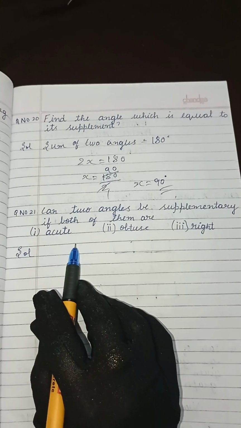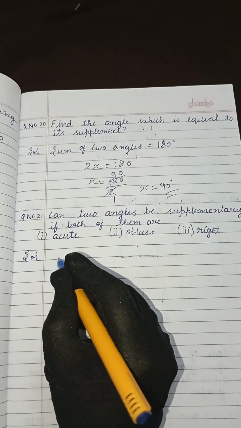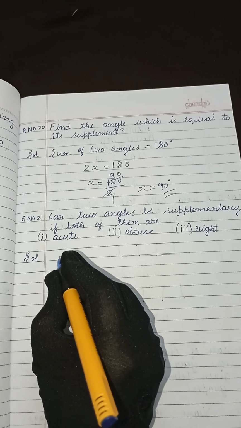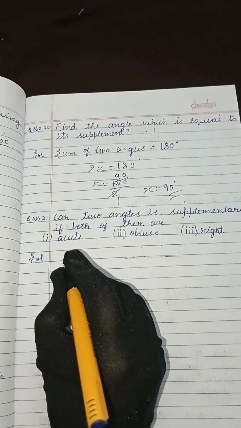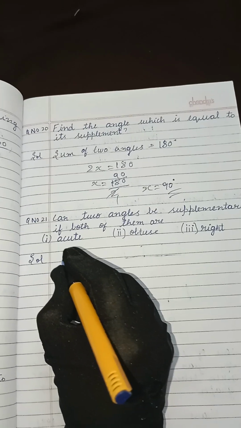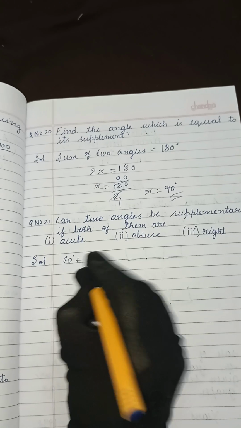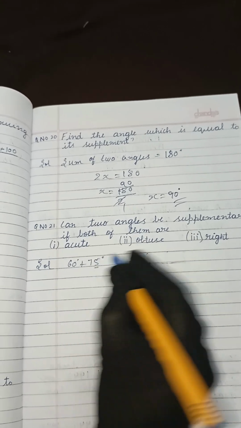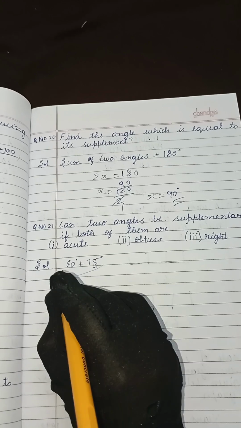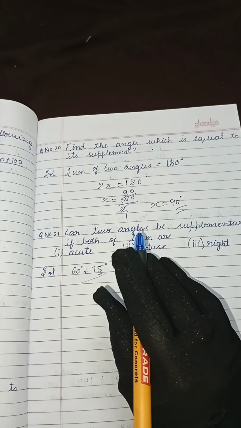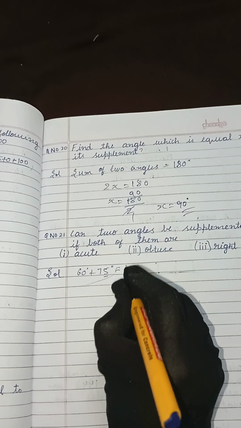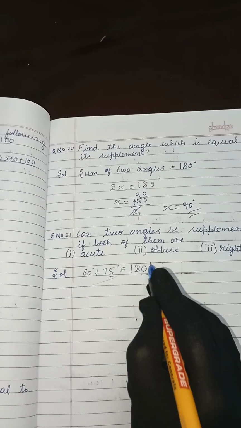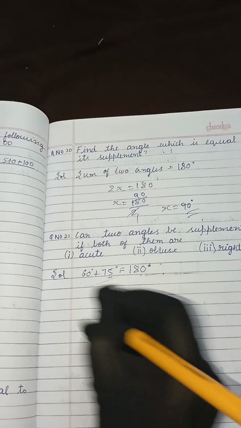If both the angles are acute, let us take an example. Acute angles are less than 90 degrees. Let us take 60 degrees, okay? So 60 degrees plus another acute angle, 75 degrees. Both the angles are less than 90 degrees. If you add both of these, you have to get a supplementary angle. What is supplementary angle? 180 degrees. After adding both of these numbers, are you getting 180 degrees? No, right? So no.